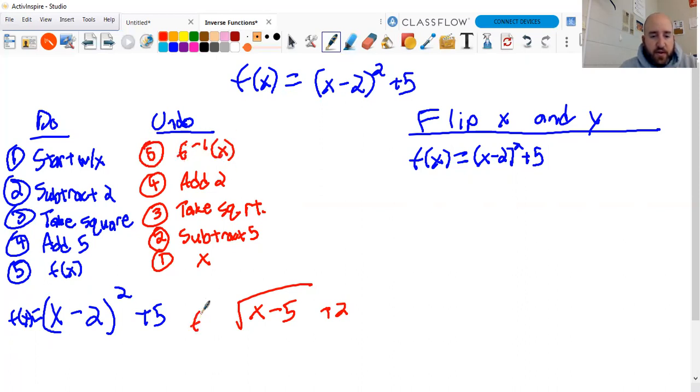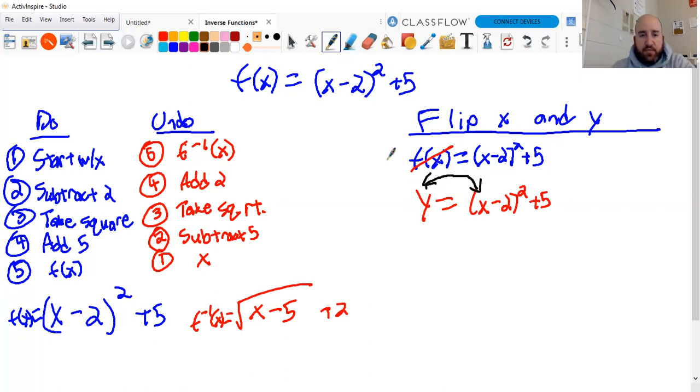Again, I'm moving pretty quick, so you might need to slow it down or pause it and go back because I got about 20 minutes to record this before third period comes back from lunch. All right. So my inverse is the square root of x minus 5, plus 2. All right, flip x and y. Again, replace this. Flip x and y. X equals (y minus 2) squared plus 5.